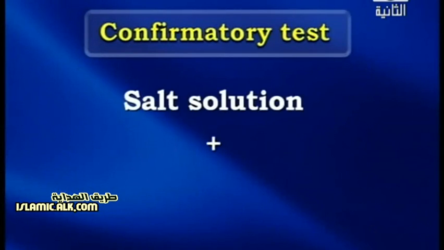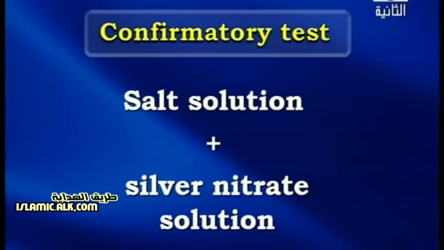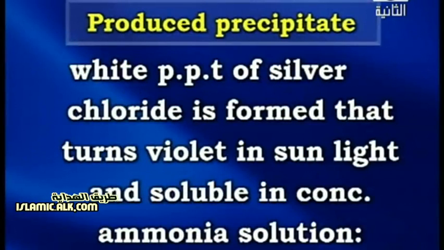Now we are going to discuss the confirmatory test. The salt solution plus silver nitrate solution, the produced precipitate is white precipitate of silver chloride that turns violet in sunlight, as the following animation shows. Now, my dear student, we are going to add silver nitrate solution on sodium chloride solution. We are going to show the reaction product, which is white precipitate of silver chloride that will be formed in the tube, as shown now on the screen.